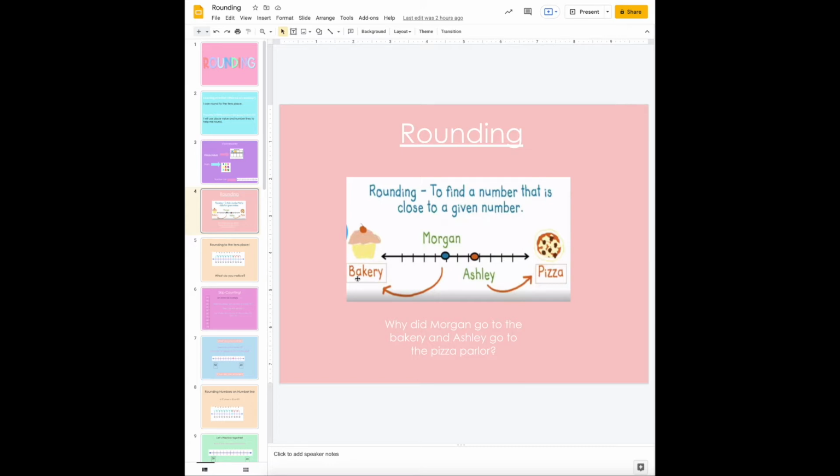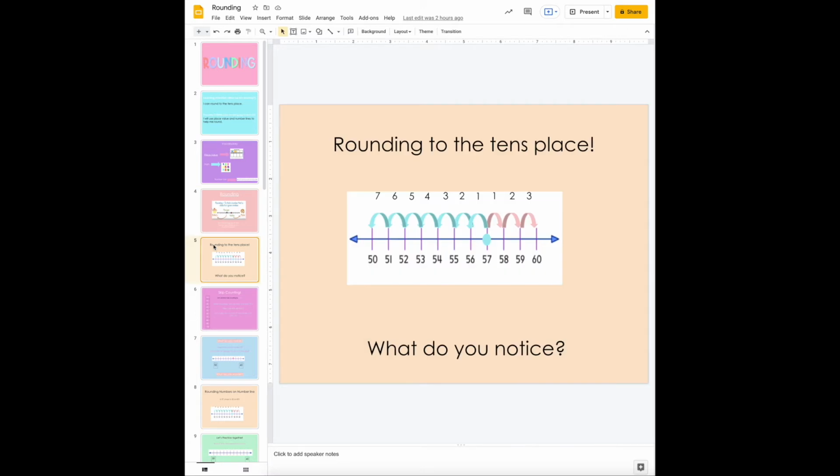When we round, we're going to look at a digit. We want to see what it's closest to. For example, today we're rounding to the tens place. I always do what do you notice, what do you wonder, but I'm going to explain to you what I see. I'll give you a minute to look at this picture. What do you notice? What do you wonder?